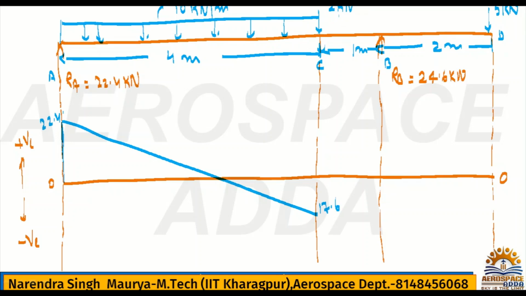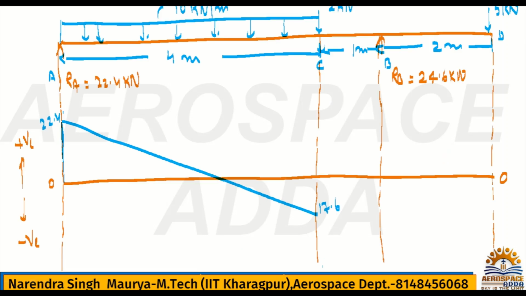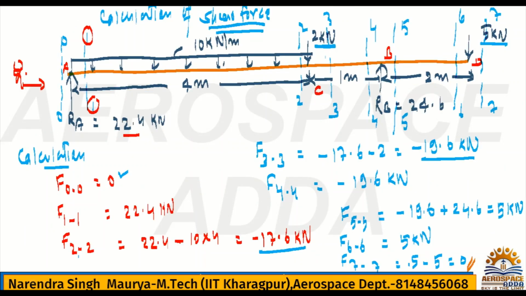Now if you consider this 2 kilonewton also, once you consider it, you will reach F33, and what is F33? 19.6, and it is still negative. So 17.6 we have, and if you want to write the 19.6 value, which is exactly for point C, it will be downward. This value is nothing but 19.6. Always remember, just before C the value is F22, just after C the value is F33.